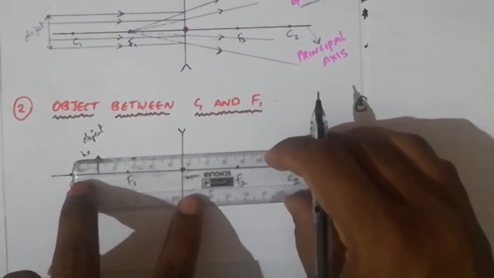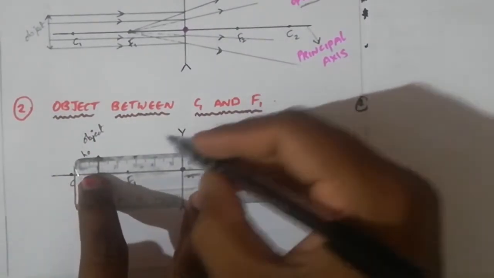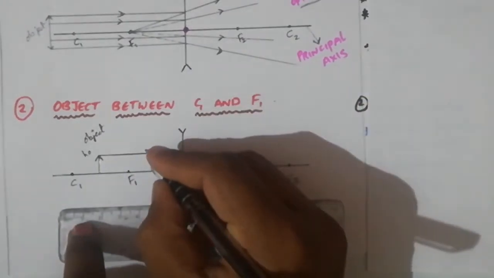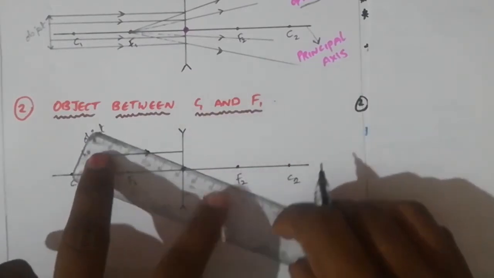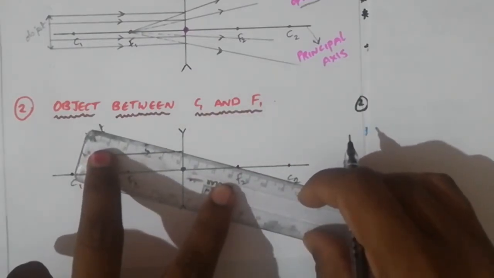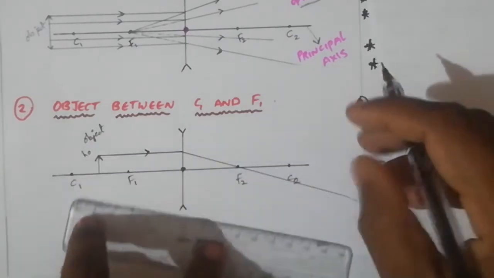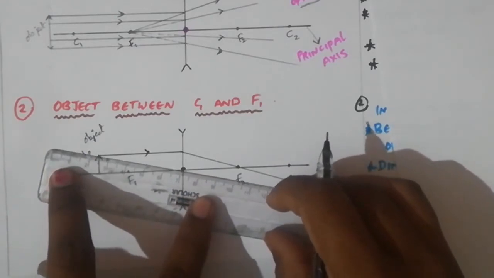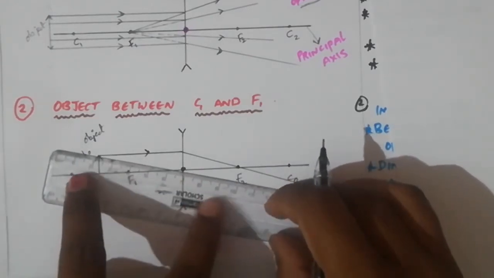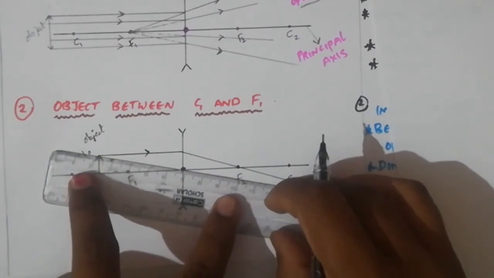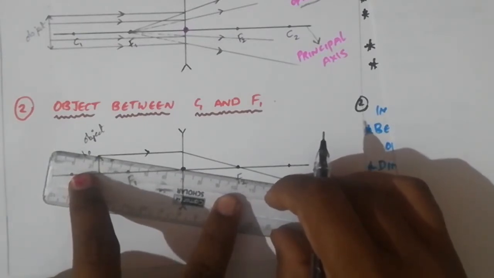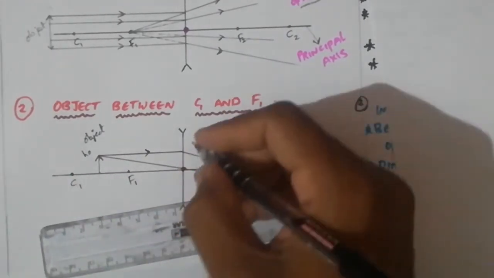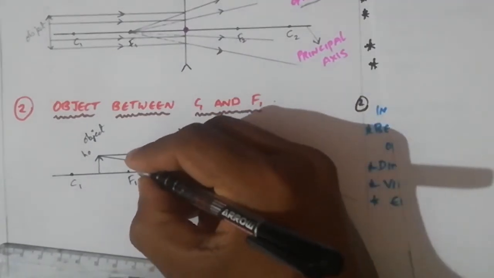Same as for the convex lens, first draw a horizontal line parallel to the principal axis onto the lens, and it will pass through F2 like this. From the same top position, another ray passes through the optic center, like this, and these are the incident and refracted rays.